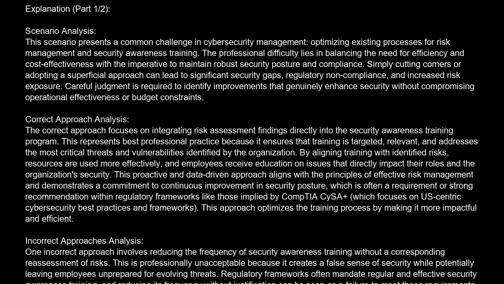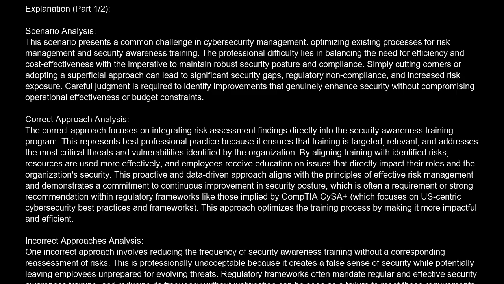This represents best professional practice because it ensures that training is targeted, relevant, and addresses the most critical threats and vulnerabilities identified by the organization. By aligning training with identified risks, resources are used more effectively, and employees receive education on issues that directly impact their roles and the organization's security.